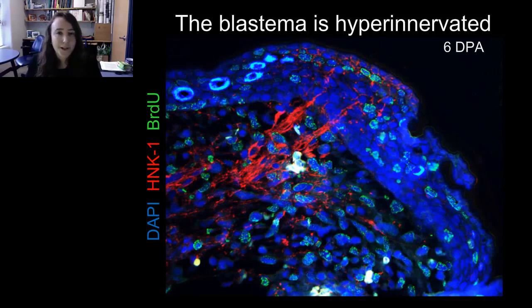So it's growing straight into the wound site, it's heading into the epidermis, and a lot of proliferating cells, which are stained in green, that's BrdU, a proliferative marker. There's a lot of proliferative cells sort of around that nerve, which indicates to us that the nerve might have some sort of role in supporting proliferation.